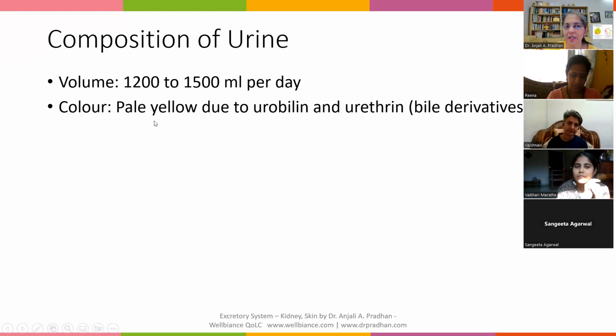So volume of the urine is around 1.2 liters to 1.5 liters per day. So that is why you have to drink at least 1.5 liters per day. ये फिजियोलॉजिकल है. अभी हमेशा ऐसा रहता है कितना पानी पीना चाहिए, 3 liters, 4 liters, 1 liter, correct ना? So it varies from individual to individual.